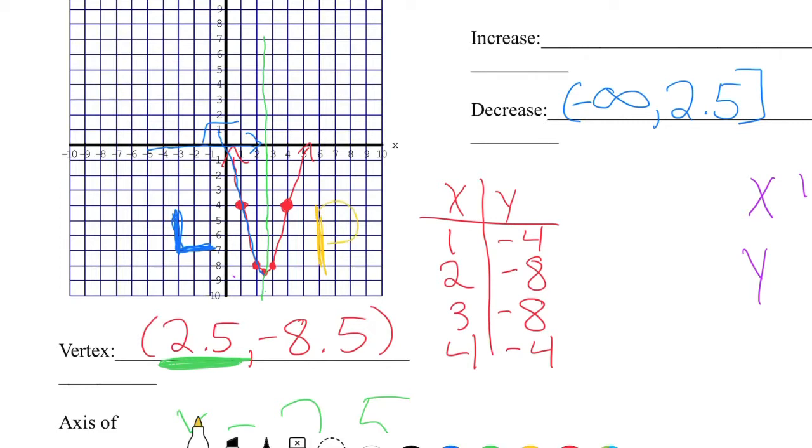Now for our right side, following our graph on the right side, from left to right, we're going up, or increasing. So we want to represent this right side by interval notation. So what is our smallest X value involved on the right side? It's at that 2.5 again. We're going to go slowly to the right, so we're going to go to positive infinity.